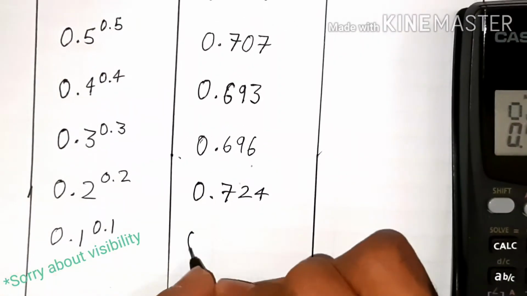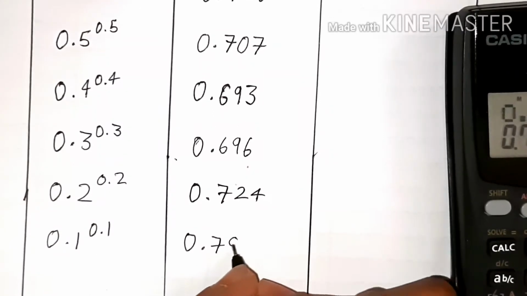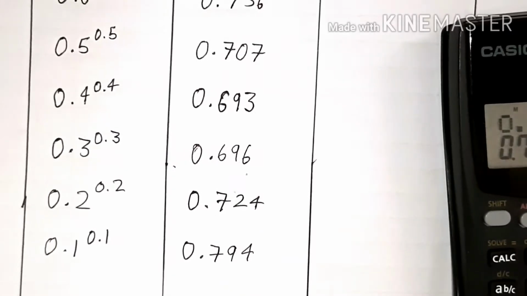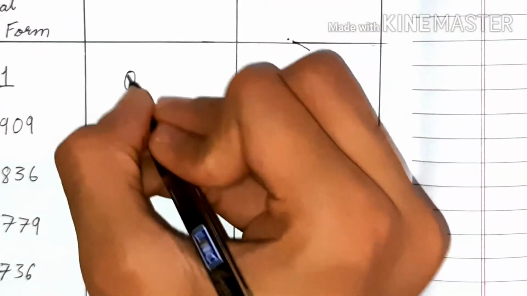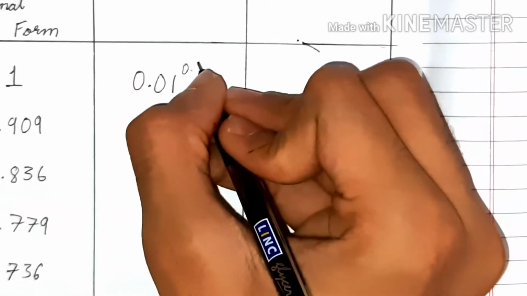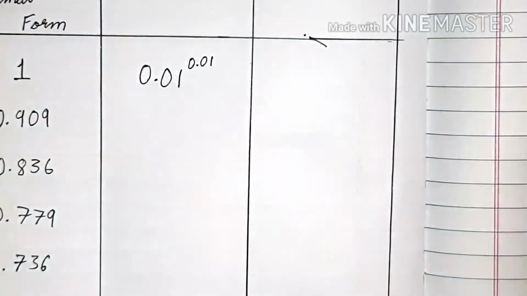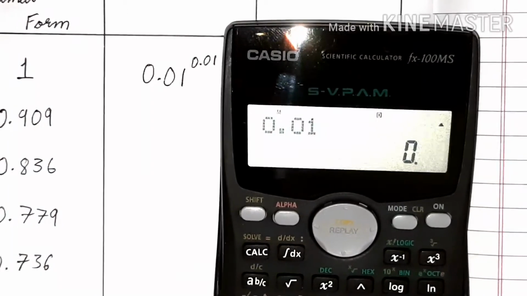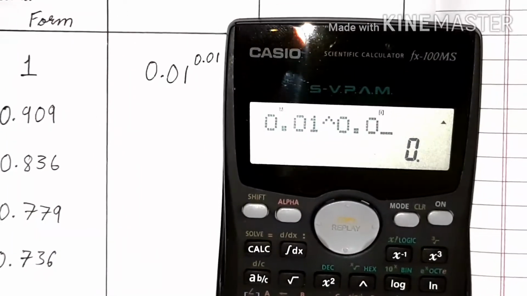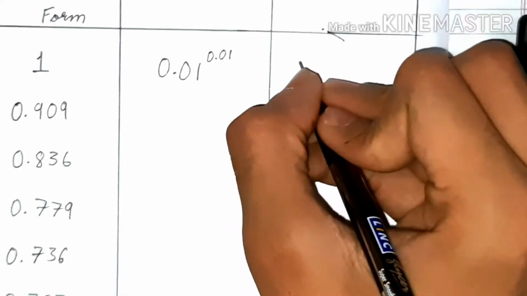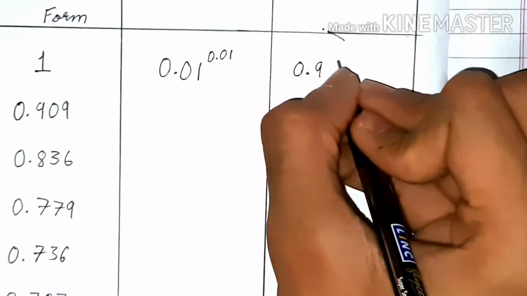So now I think that the value of 0 raised to 0 should be 1, because we are increasing the value. From 0.3 we were increasing the value. Now let's do it for 0.01 raised to 0.01, which is 0.954. So here we are close to 1.